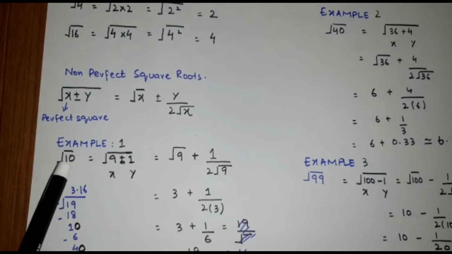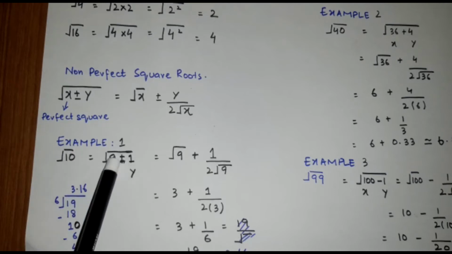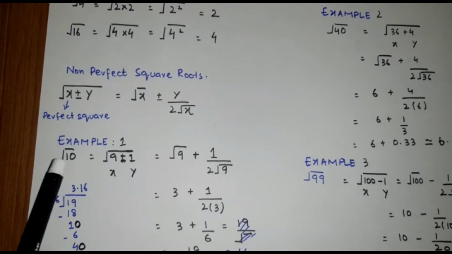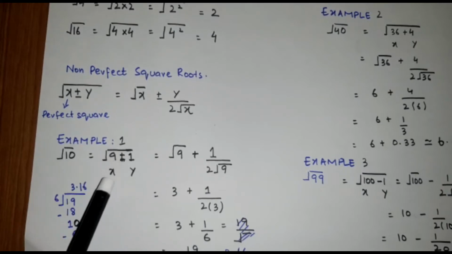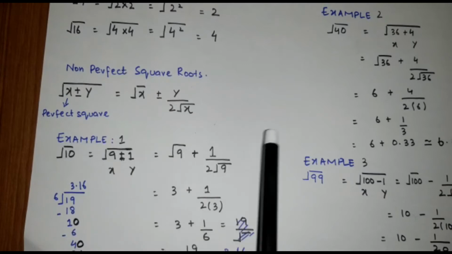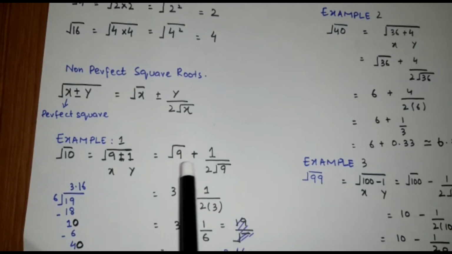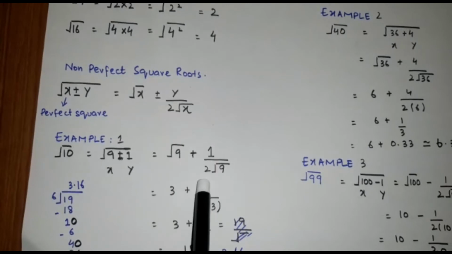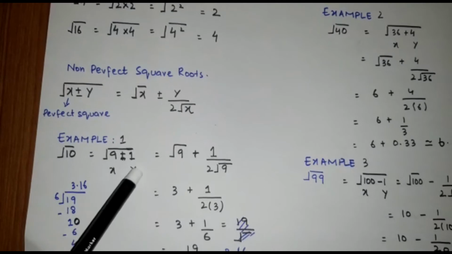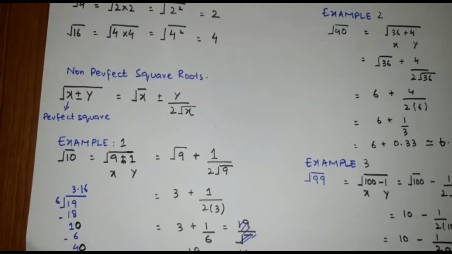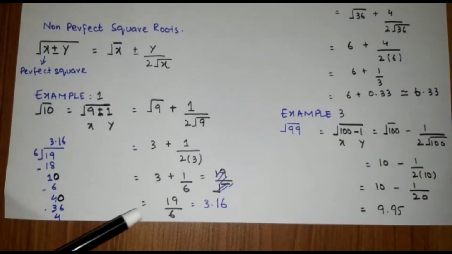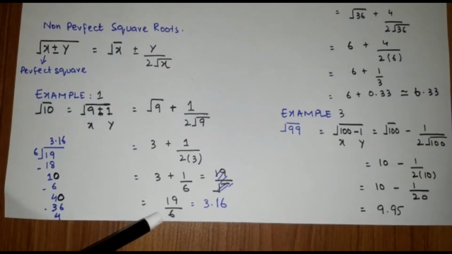So I have broken down 10 into 9 and 1, and the sum of the two numbers is equal to 10. Now I am going to apply the formula on this term. Here in our formula it is under root of x plus y upon 2 times under root of x. Here our x is 9 and y is 1. I have simply substituted the terms in the formula to give our simplified fraction, that is 19 upon 6.